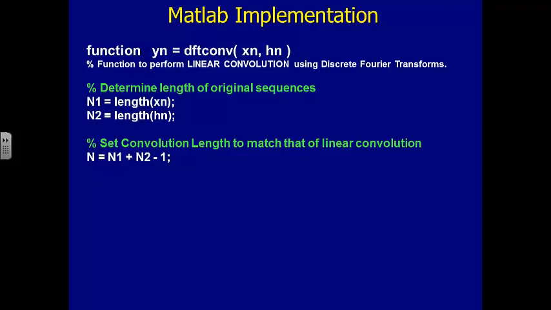Now, typically, I'd have to start manipulating arrays and say, well, I've got to make an array of zeros that's n long and drop x of n in the front of that, or h of n in front of that, and then do the transforms. But it turns out the clever folks at MathWorks know you're going to need to do this. They know you're going to need to use zero padding, so they make it easy for you.